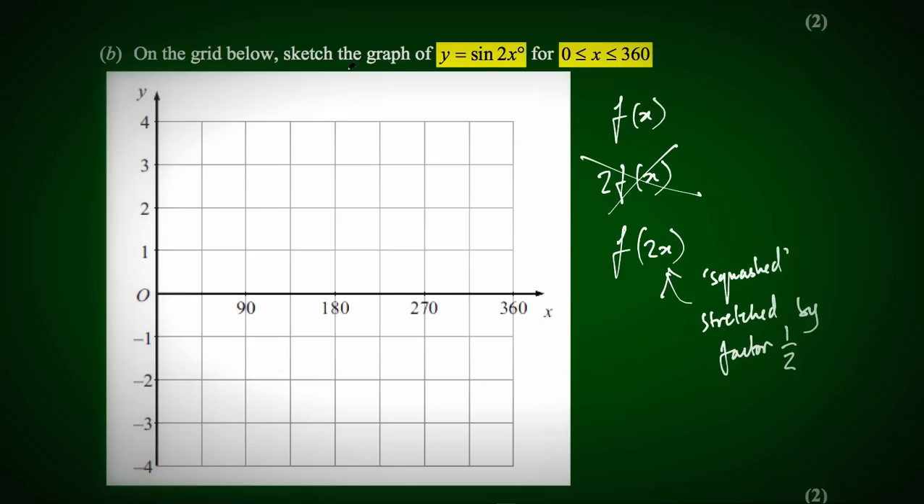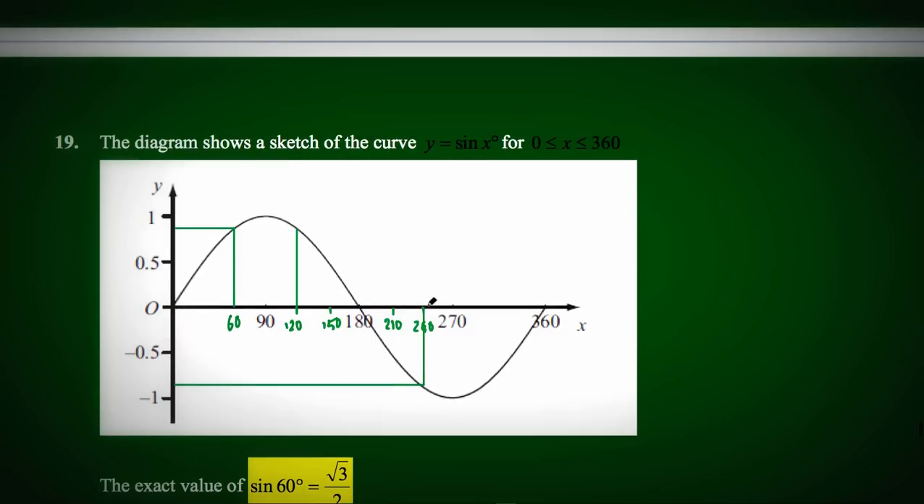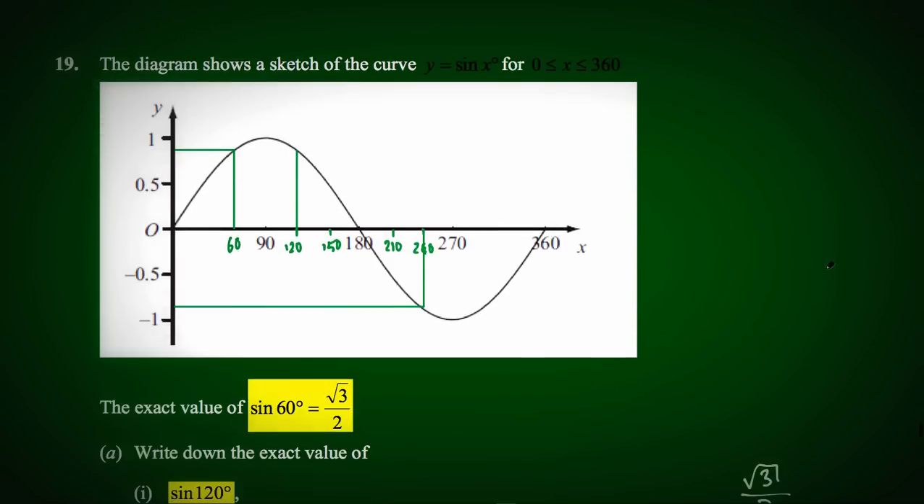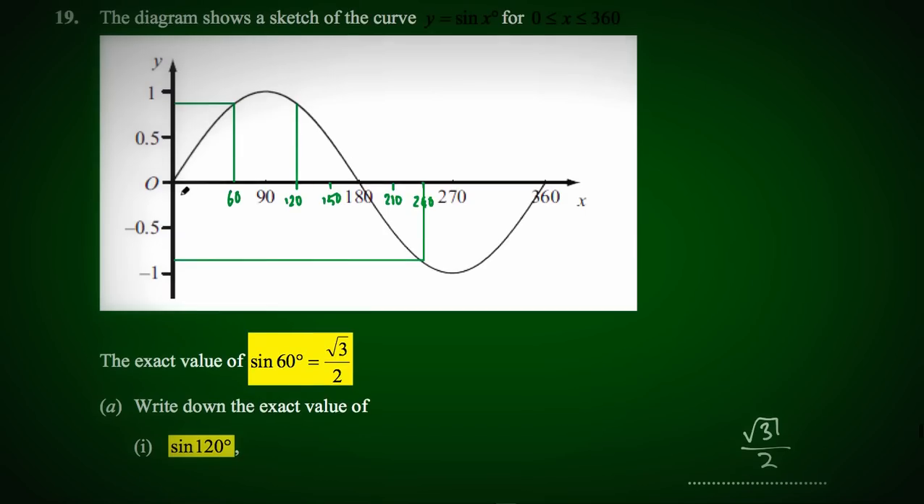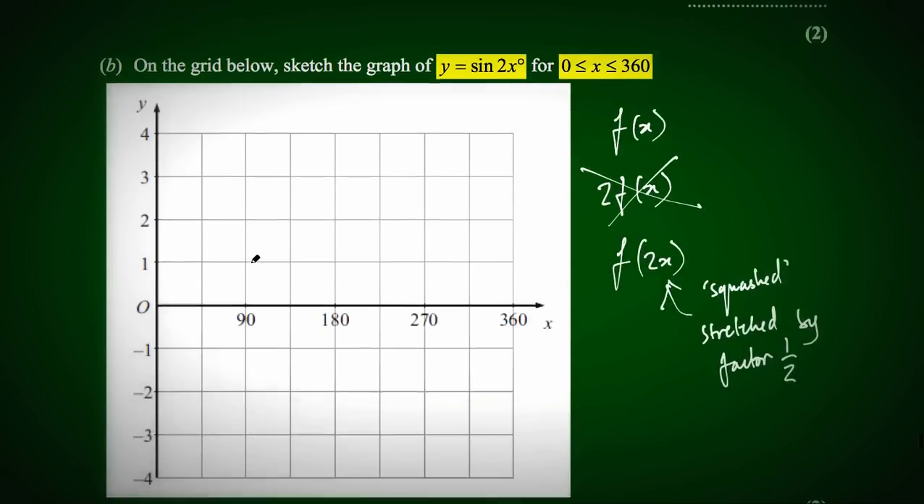Which means this is still the graph of sine, but it's sine of 2x. I've got to fit in double the amount of waves. If I squash that by a factor of a half, it means that instead of achieving that by 360, it's going to have achieved that by 180. So instead of the peak being at 90, the peak's going to be at 45. It's going to cross at 90 instead of 180. The lowest point's going to be at 135. And then it's going to go up through 180. And then the whole thing's going to happen again by the time it gets to 360. So it's not going to go any higher than 1, and it's not going to go any lower than minus 1, because the y direction is not affected here.